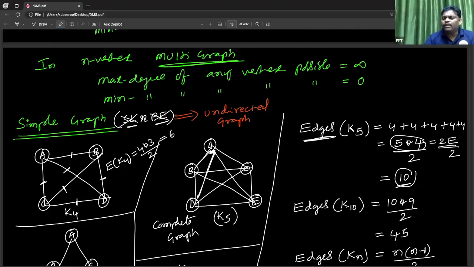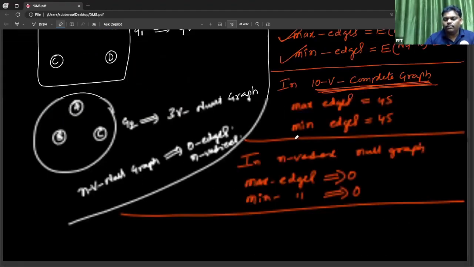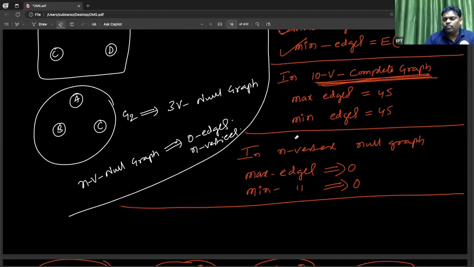There is no ending. See, multigraph, complete graph, where is the ending? Maximum degree infinite. Where will I keep maximum degree infinite? What is the meaning of complete? For everyone, I will keep infinite or what? For every vertex I will give infinite. I wrote it very clearly on the top.